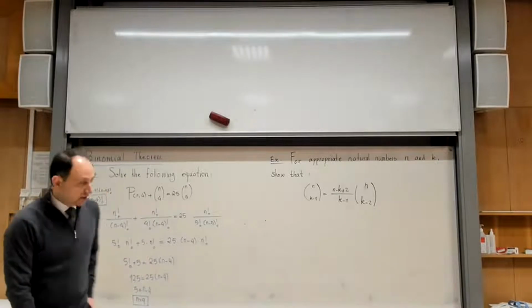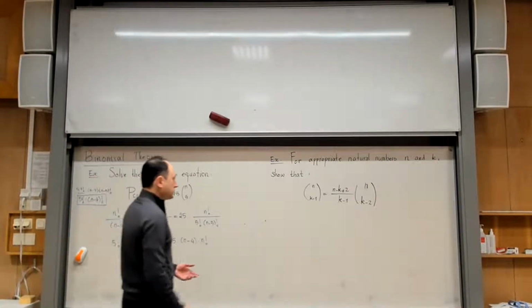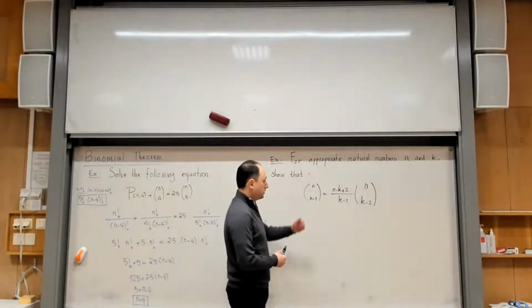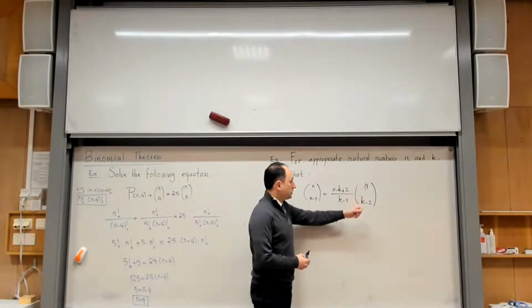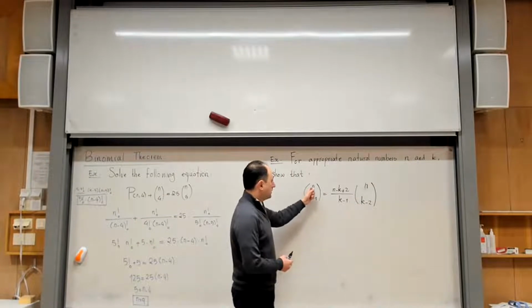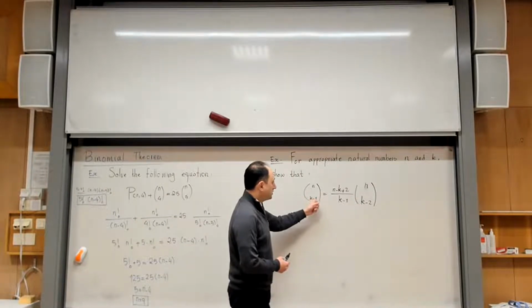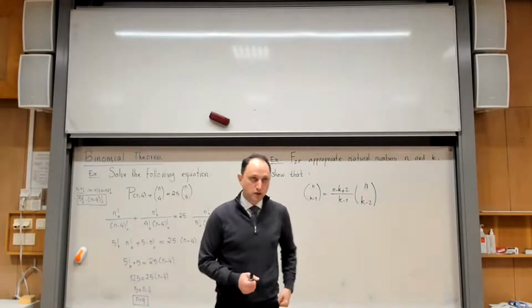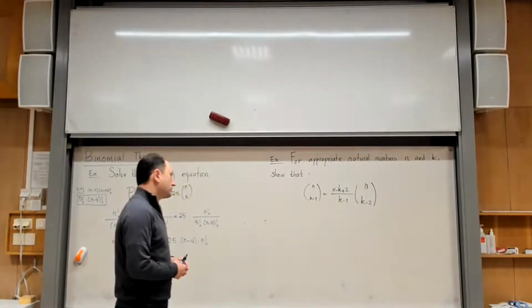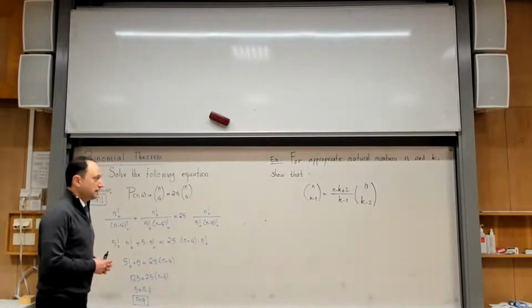So by appropriate, I mean that, of course, I have to respect some rules. N and k should be natural, and then n should be greater than or equal to k minus 1. If n is greater than or equal to k minus 1, it is automatically also greater than k minus 2. So those restrictions we have to respect. Under those restrictions, we want to prove that this is valid.